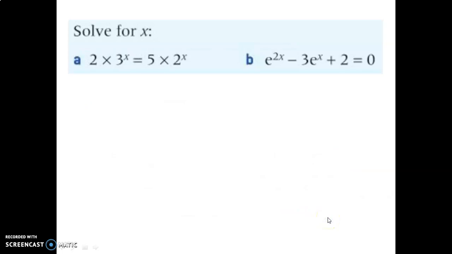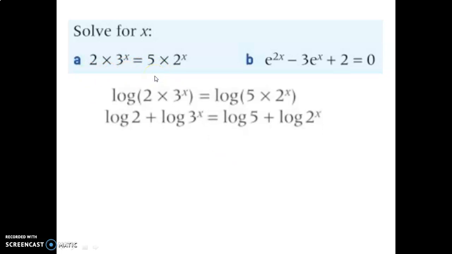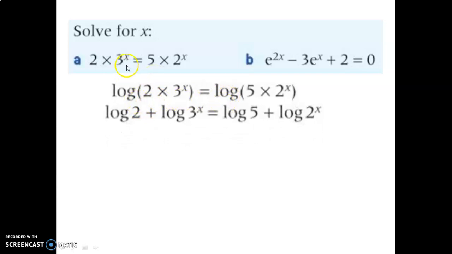All right, how about these? These are a little bit different and a little bit more challenging for sure. This first one, we're going to use the same approach, but it is a little tougher. Let's see if you can do it. So in this case, we can begin by putting log on both sides.